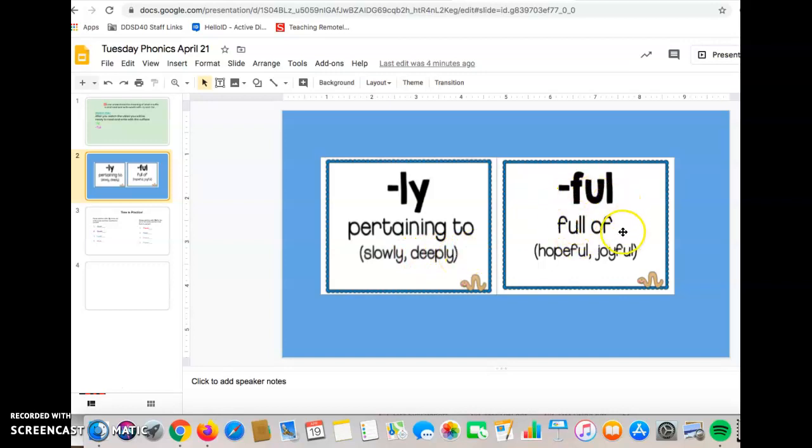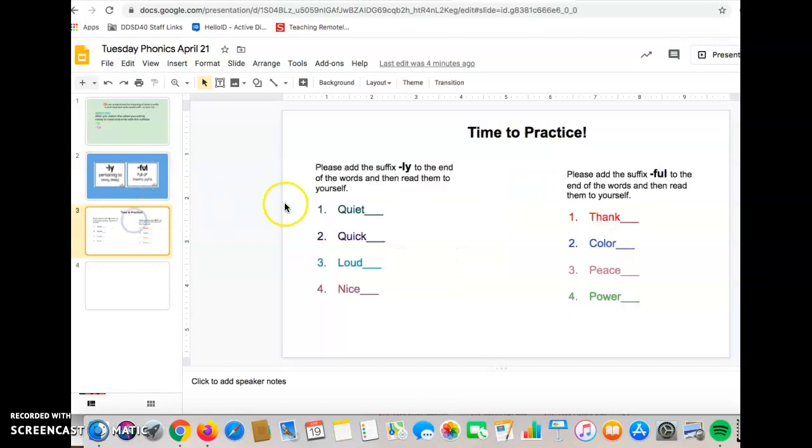Full means full of, hopeful, full of hope, joyful, full of joy. When you're done with that slide, you go here, and it's time to practice.